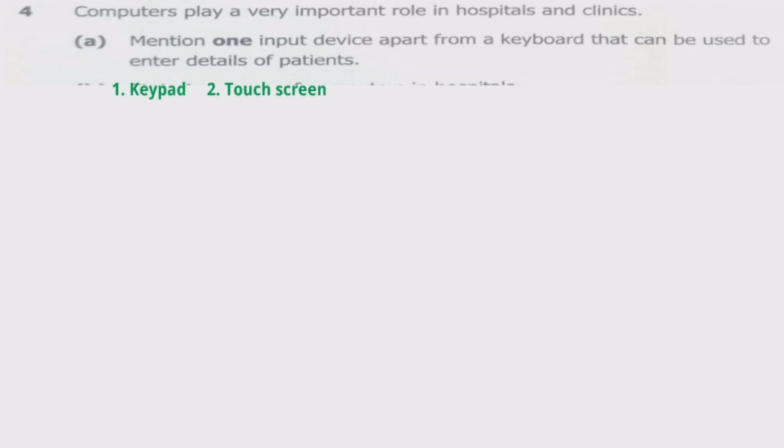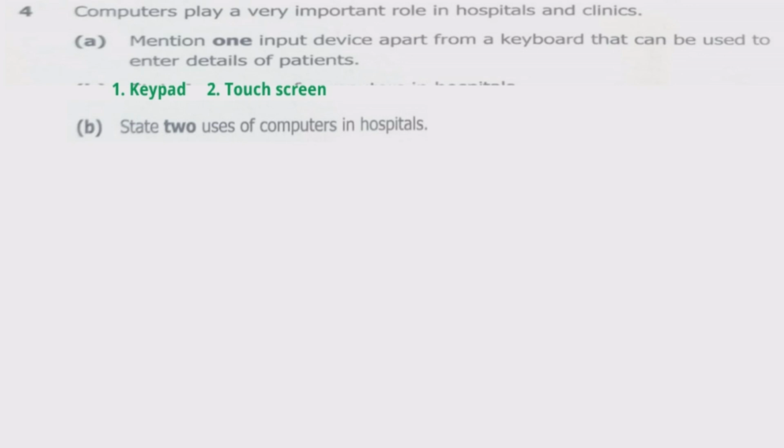We come to question 4b. Question 4b is as follows. State 2 uses of computers in hospitals. What do they use computers for? I'm going to give you 3 since they want 2.